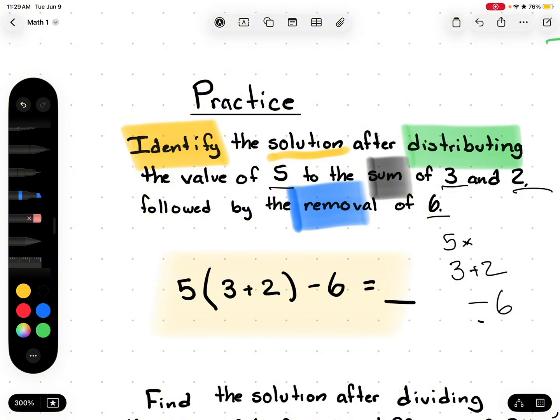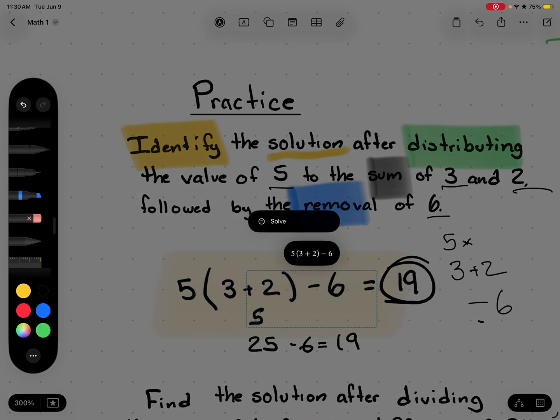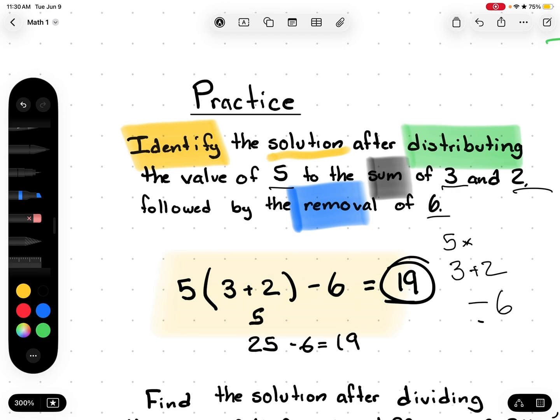Now we just solve. 3 plus 2 is 5. We know that. 5 times 5 is 25. 25 minus 6 equals 19. So our answer is 19. Note, it's telling us to identify the solution. So make sure that you read the question and you identify what the actual question is asking for. So the answer to this one would be 19.